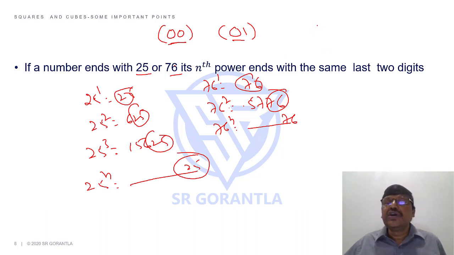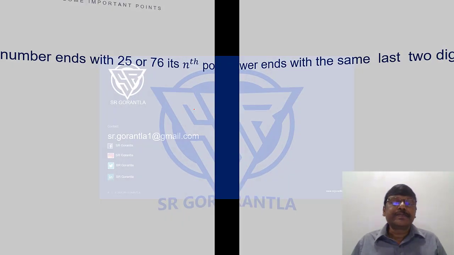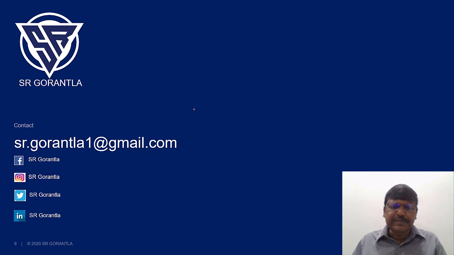Suppose I ask you 901 to the power 58, I'll say the last two digits are 01. That's okay. Now I can say that. Or 900 to the power 79, I can say the last two digits will be 00. But when I say a standalone two-digit number, yes, 25 and 76 are standalone two-digit numbers. 00 and 01 are not. Right, students? These are some of the observations with respect to squares and cubes, which are very useful in competitive exams. So this is about the interesting points on squares and cubes.